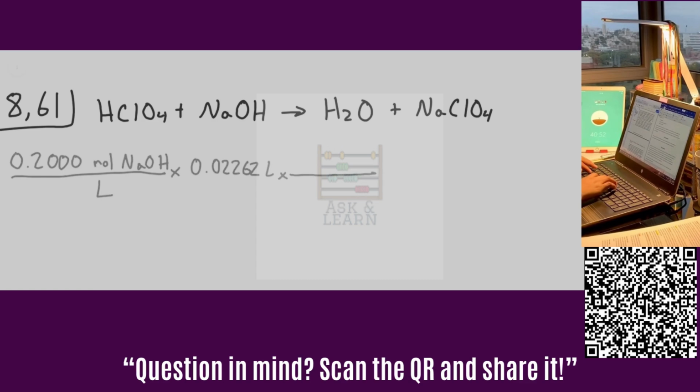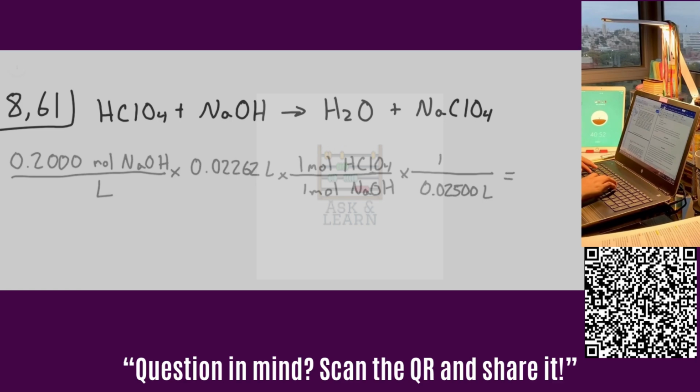So we can multiply by our ratio here. So 1 mole of HClO4 to 1 mole of sodium hydroxide. So that will give us moles of perchloric acid. And now we just want to know the concentration. So we're given the volume. So we divide by the volume. So we get 0.02500 liters, which is the same as 25 milliliters.